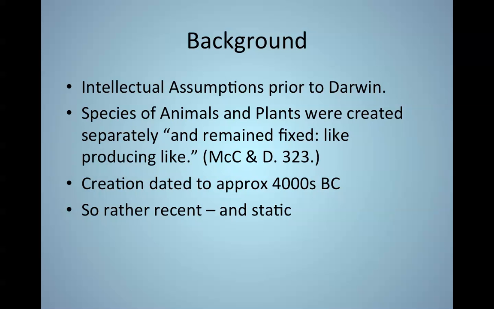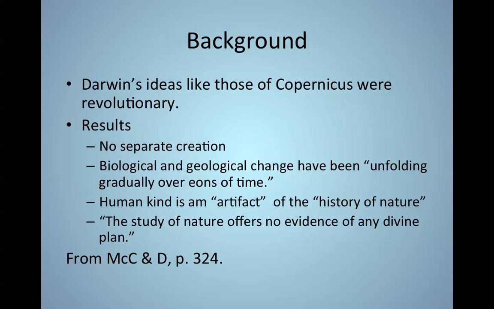So human history, the history of the planet, the history of animals and plants is rather young, and also rather recent, and static. It doesn't change. So all the plants and animals that ever were all created at the same time and continue to be. That was the worldview previous to Darwin. Darwin's ideas, when they come along, are like those of Copernicus. They were revolutionary.